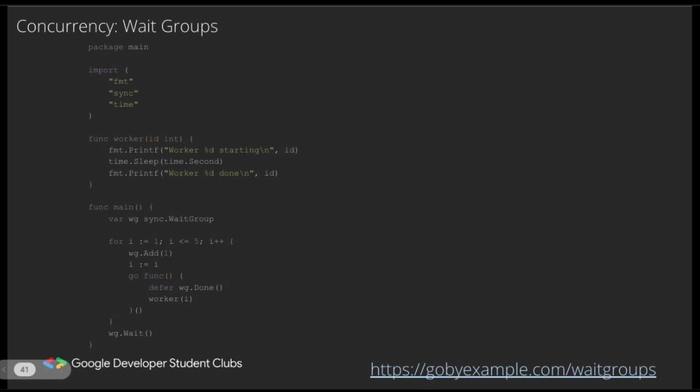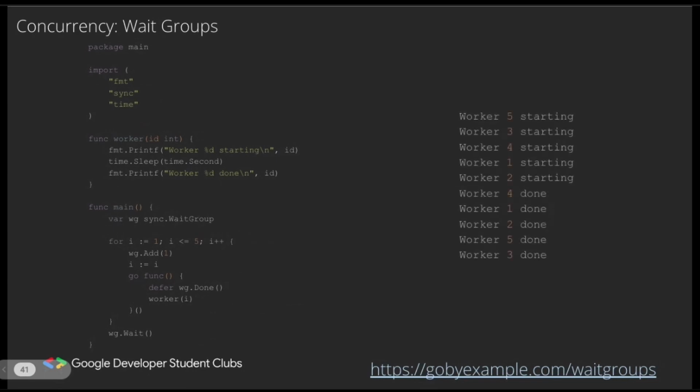And that will ensure that all of the different Go routines you have running have a chance to finish before the function returns. So if we run this, we can see that each of the worker functions started again in a kind of random order, and each of them also had a chance to finish.